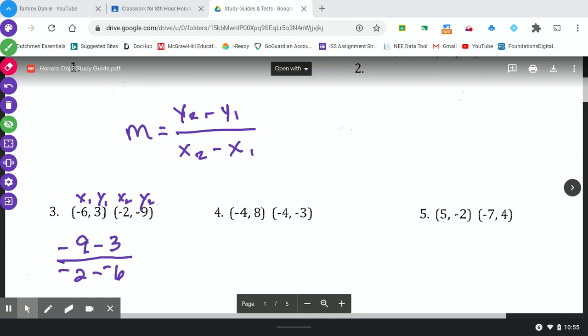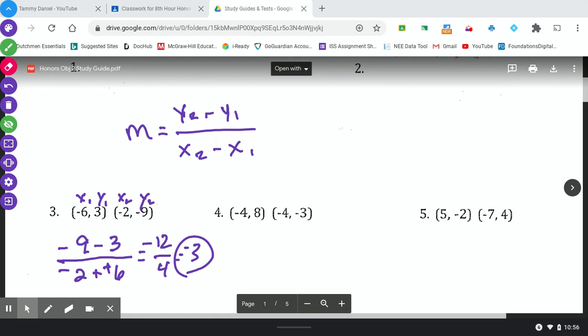Now be careful when it's a negative number as your second number here. You already have a subtraction and then you're subtracting a negative, so that becomes plus. So on the top we have -9 minus 3 gives us -12, and on the bottom -2 plus 6 is +4. And when you reduce that down you get -3, so that slope is -3.